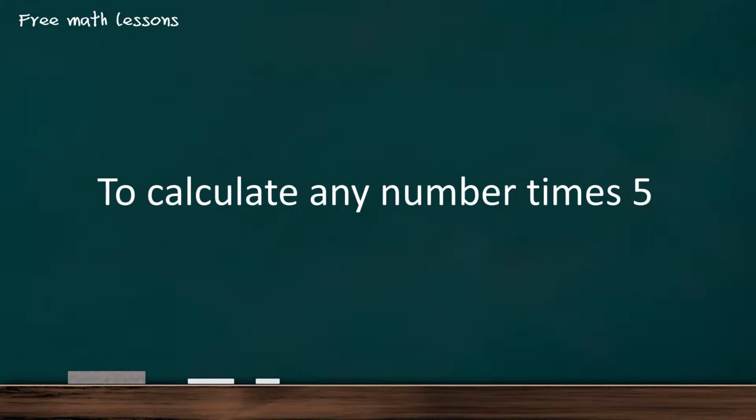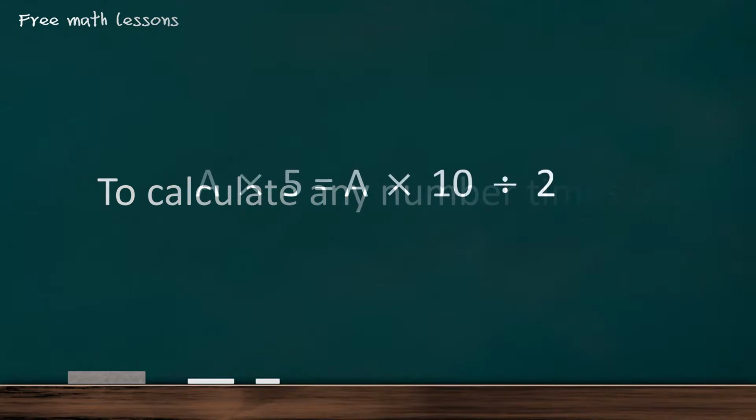Is there a quick way to multiply any number by 5? Of course, this video is going to tell you the trick. We know that 5 is equal to 10 divided by 2, so we can easily get the following equation. A times 5 is equal to A times 10, and then divided by 2. And using this formula can make a big difference to our calculations.